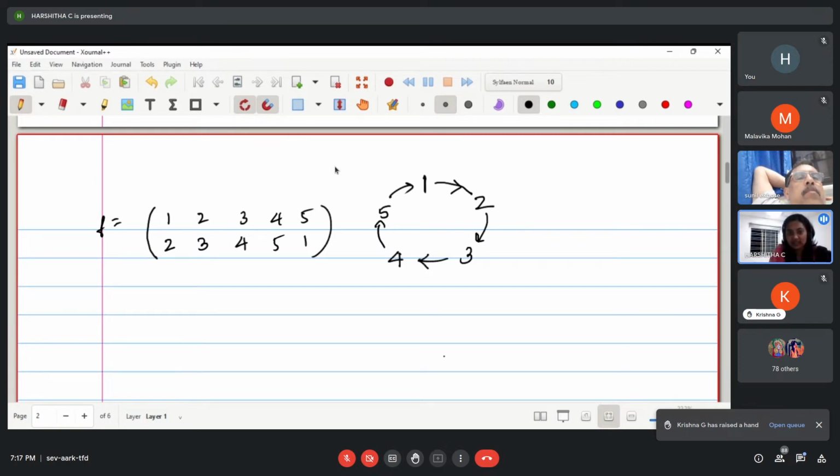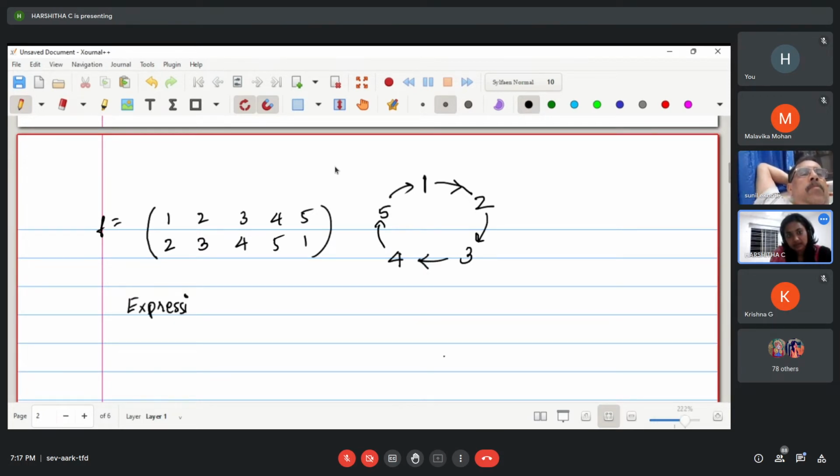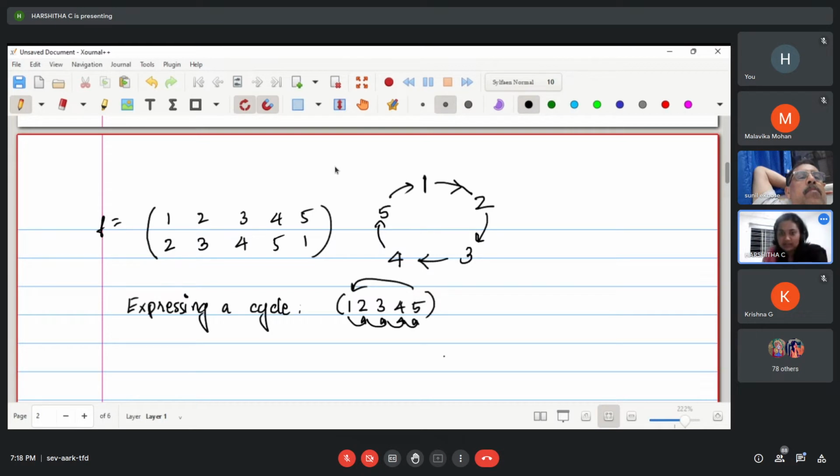So instead of writing such a long notation, we will just simplify it and express it as a cycle. Instead of writing this first row, second row, we can just write it as 1, 2, 3, 4, 5. What does this mean? 1 goes to 2, 2 goes to 3, 3 goes to 4, 4 goes to 5, and 5 goes to 1. Right? So this is what it means.